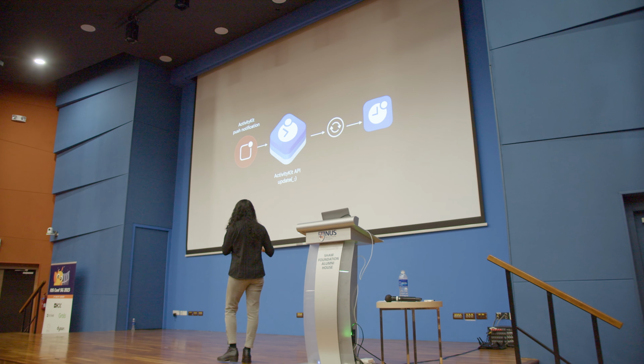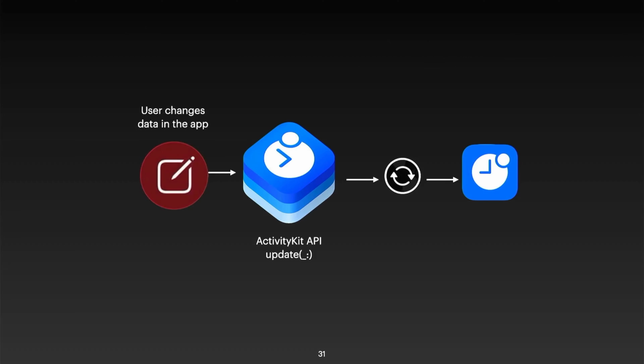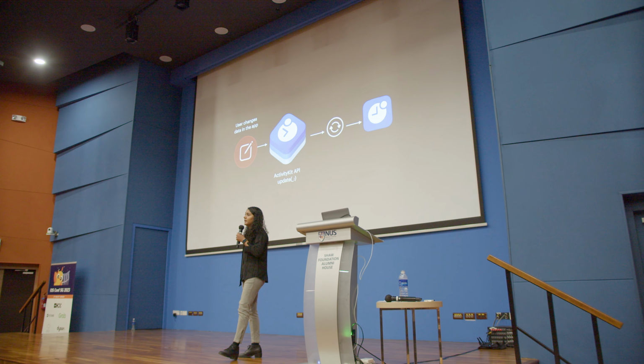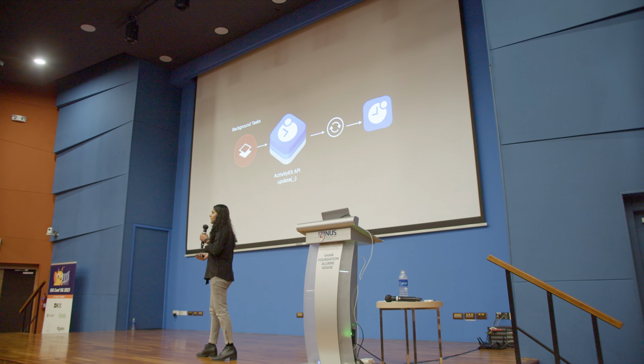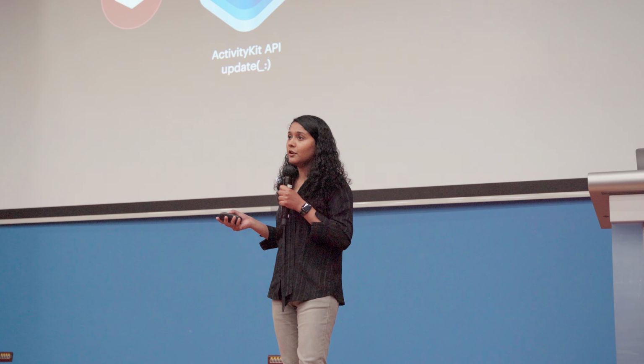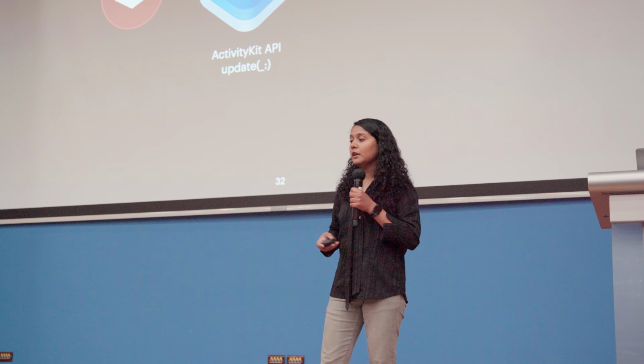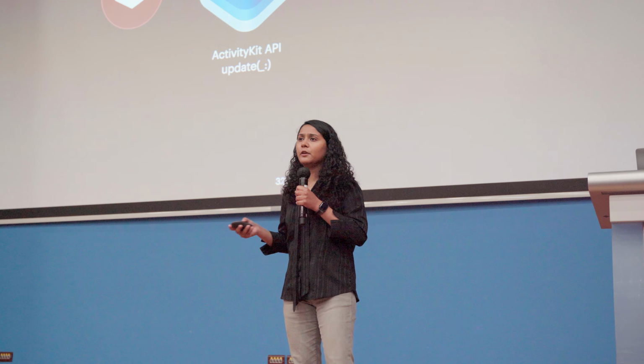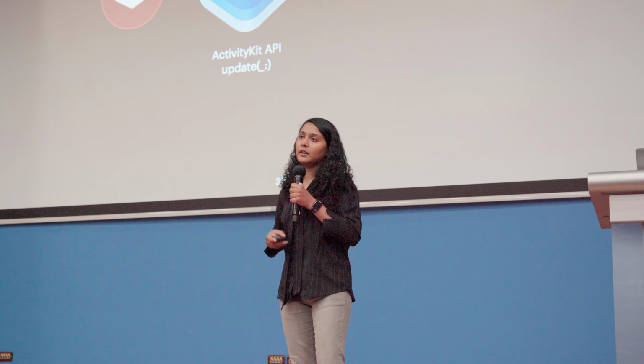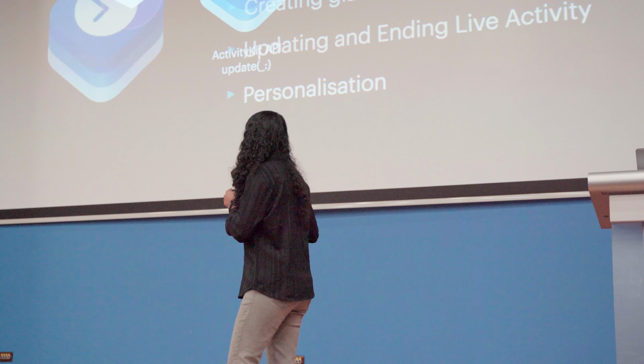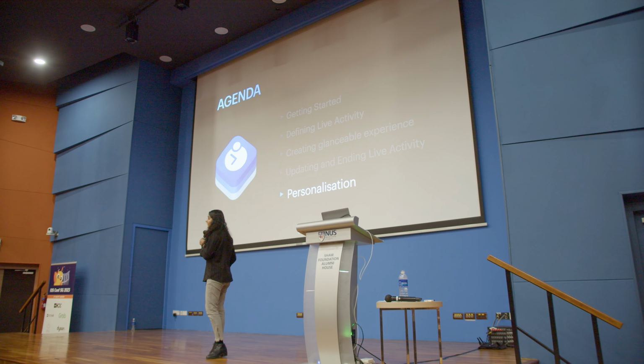We can also update the live activity when user changes any information in the application. As the application is in foreground, we can directly use the ActivityKit update and end APIs to update the live activity's content. We can also update the live activity by scheduling background tasks. So when our app is running in the background, we can use ActivityKit's update and end API to update our live activity. But we cannot be sure when our app would get the background time, so consider updating your live activities for any time-sensitive information using ActivityKit push notification. That was all about updating and ending our live activity.